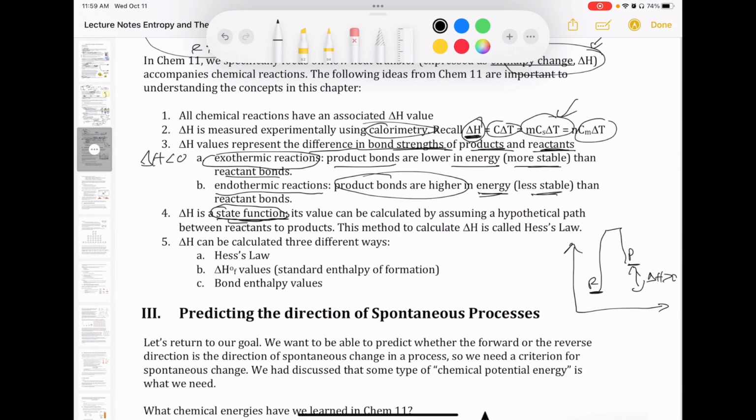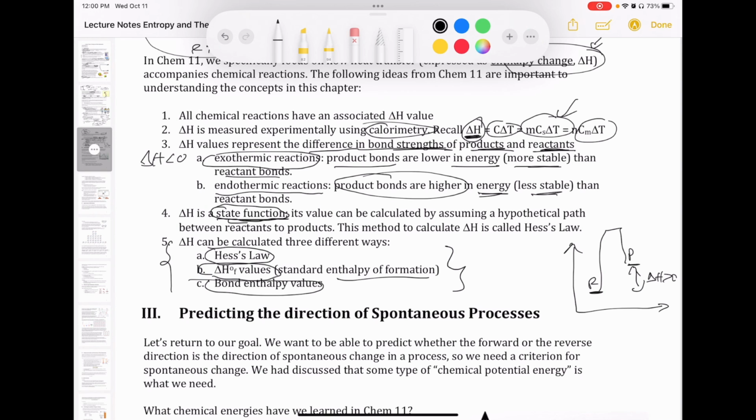The last thing to remember is that there are three different ways to calculate delta H. You can calculate delta H using a method called Hess's law, where you're rearranging some reactions and adding them together to give you a target reaction. You can calculate delta H using what we call enthalpy of formation. This is a tabulated set of thermodynamic data. And lastly, we can use bond enthalpy values because remember that delta H is a measure of stability of reactant and product bonds.